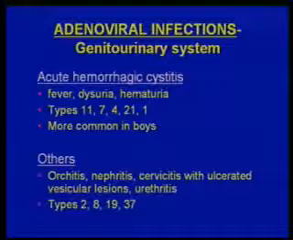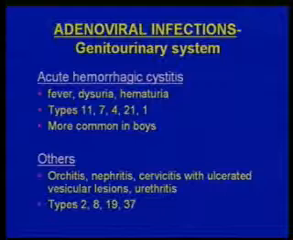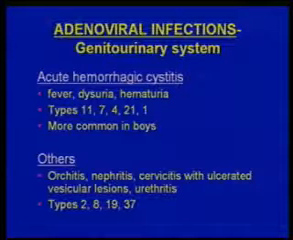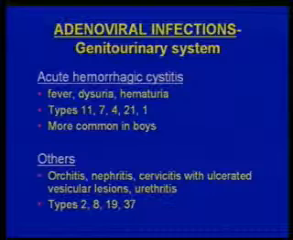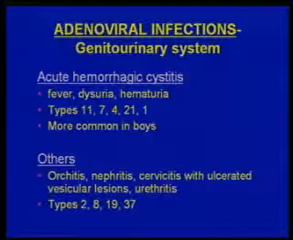The spectrum of disease is quite large, and so we have other organ involvement, and chiefly in the genitourinary system, we have this syndrome of acute hemorrhagic cystitis. Has anyone heard of this or know about this? It's not totally uncommon, but you can have fever and dysuria, mainly males are affected, and sudden blood in the urine. It's quite alarming. There's actually frank red blood in the urine. And this is caused by types 11, 7, and 21, and it probably has to do with the fact that the adenoviral infection is causing hemorrhages in the genitourinary tract.